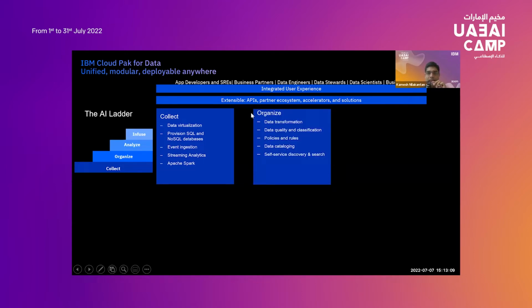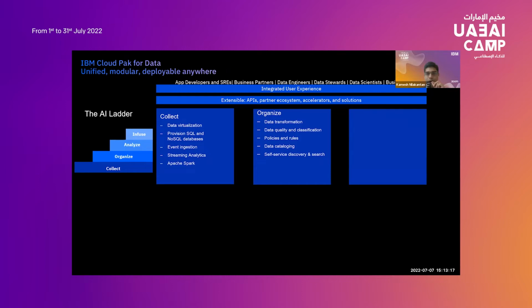Then organize is the pillar where we transform the data, ensure there are necessary quality checks in place, there is governance in place, and so on and so forth. Then comes analyze and infuse, where all of the machine learning can be done, and the business analytics. I think these are the two key pillars, and business analytics fits within the infuse stage of the AI ladder.